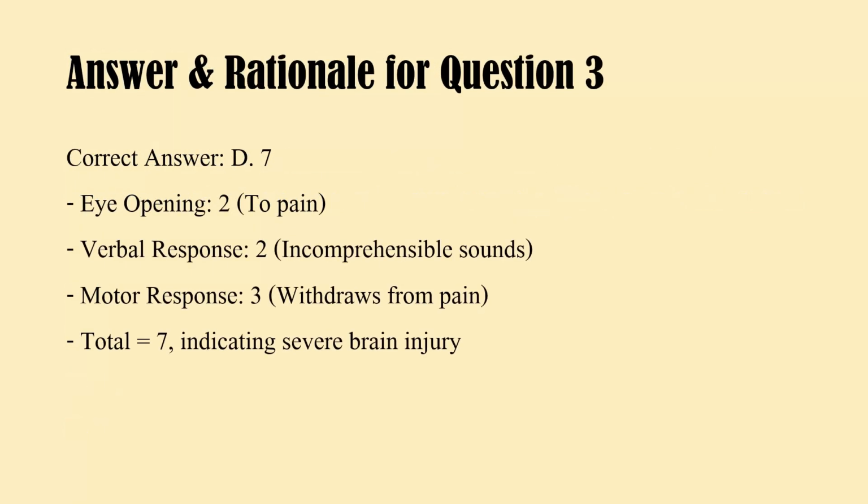The correct answer is D, a GCS score of 7. This is calculated by assigning 2 points for eye opening in response to pain, 2 points for incomprehensible sounds, and 3 points for withdrawing from pain. A score of 7 indicates severe brain injury and requires close monitoring.